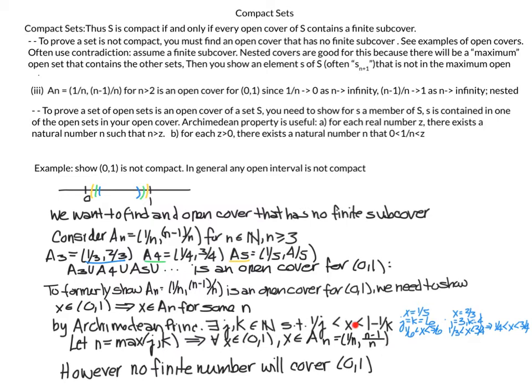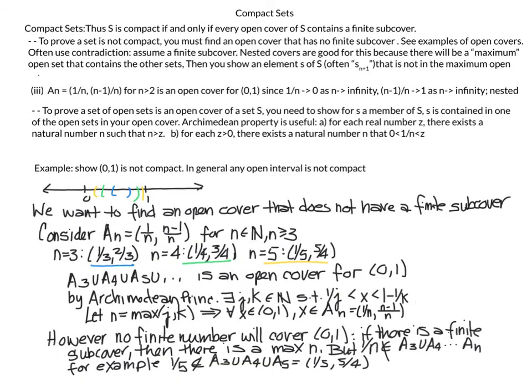So this is how we come up with A_n, just looking at 1 minus 1 over k, that's the same as (k-1)/k. So here we have our A_n. So we've shown that this set covers (0, 1). However, no finite number of A_n will cover (0, 1), and we'll prove that on the next slide.